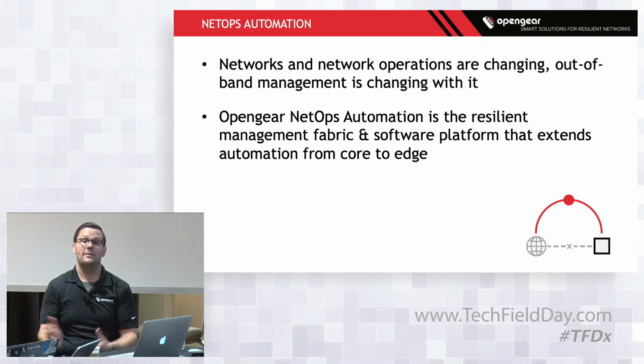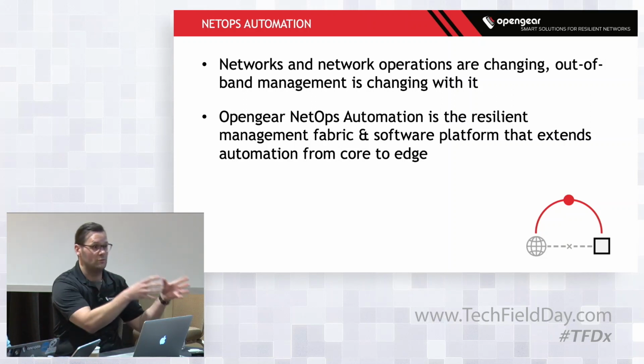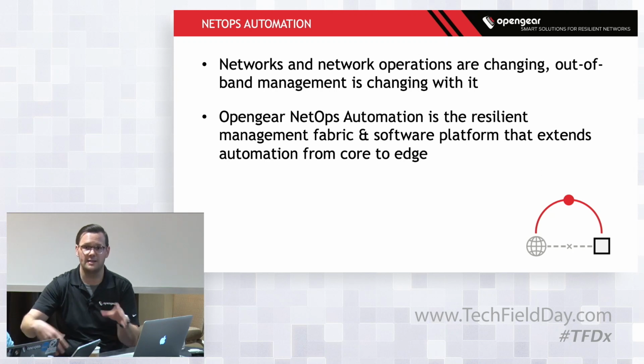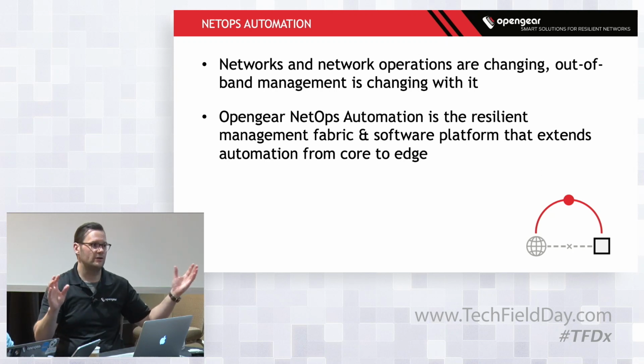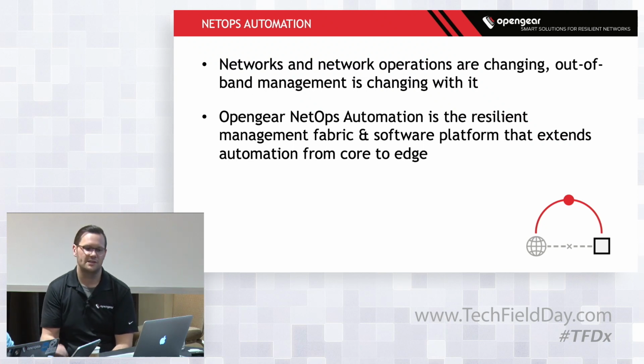So just to wrap up really quickly. The topology of networks and network operations are changing, so out-of-band is changing with it. Out-of-band management used to be really about connecting a human operator to a single device CLI. Out-of-band management is now about connecting all of your best practice automation tools to your entire network infrastructure in a secure and resilient way. That's what the NetOps Automation platform is about.